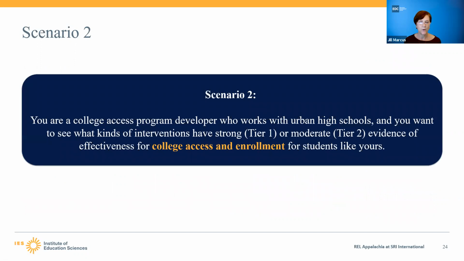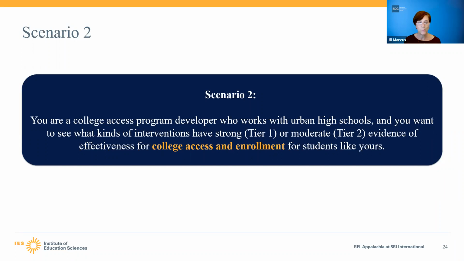In this next scenario, we'll begin by looking at the outcomes listed across the top of the matrix. So you are a college access program developer who works with urban high schools, and you want to see what kinds of interventions have strong or Tier 1 or moderate Tier 2 evidence of effectiveness for college access and enrollment for students like yours. So the outcome you want to look at is college access and enrollment. You will be looking to see which interventions have Tier 1 or Tier 2 evidence for that outcome domain.